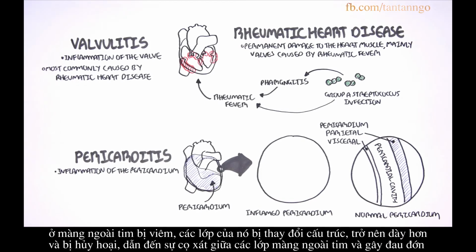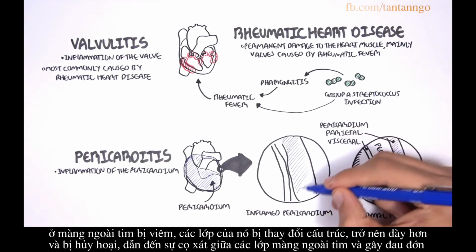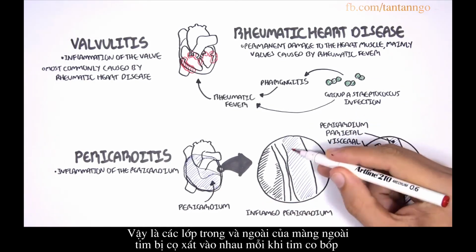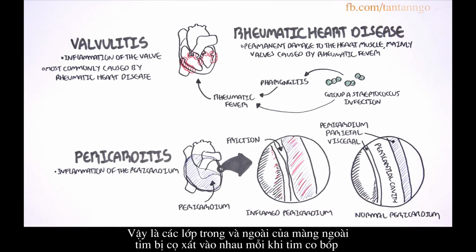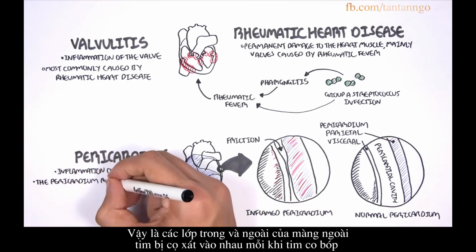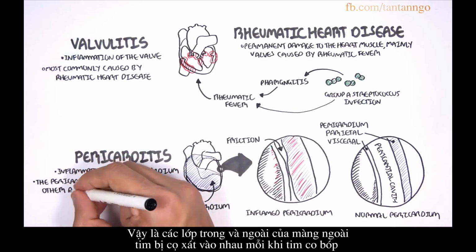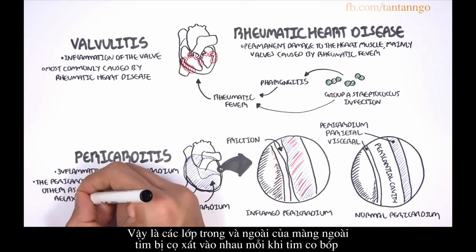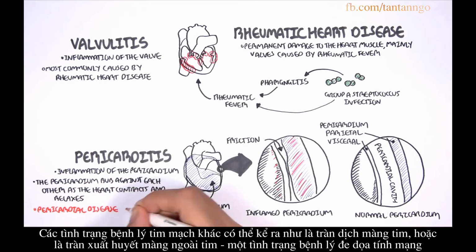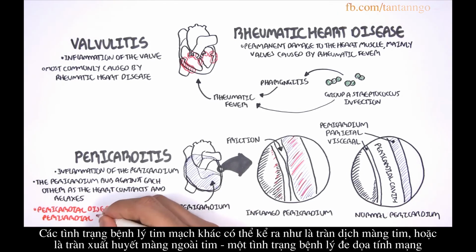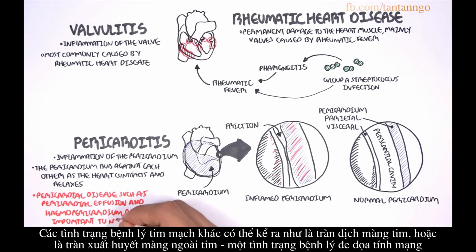In an inflamed pericardium, we have disruption of the pericardial layers, inflammation, with thickening and damage to the pericardium, resulting in friction of the pericardial layers and pain. So the pericardium rubs against itself as the heart contracts and relaxes. Other pericardial diseases are pericardial effusion, which can lead to tamponade, and hemopericardium, which is life-threatening.